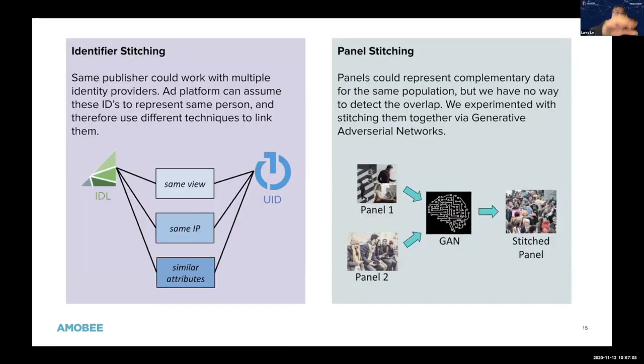I mentioned earlier, there are a lot of different identity providers. We're working to stitch them together on the ID level. We also have panel stitching, right? We want to take different panels that may represent the same population but have non-overlapping characteristics or attributes, and we want to merge them together.